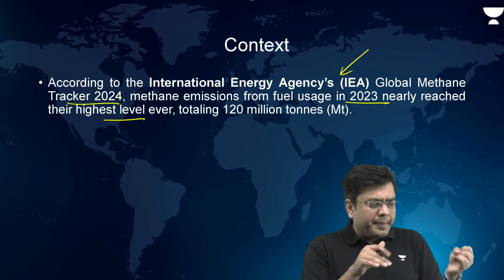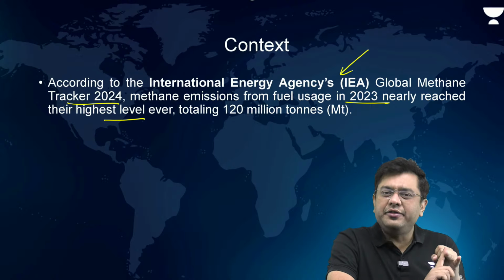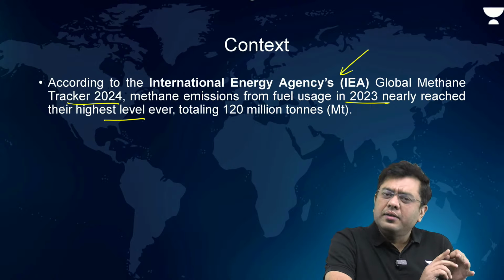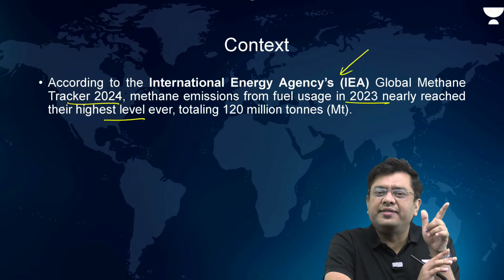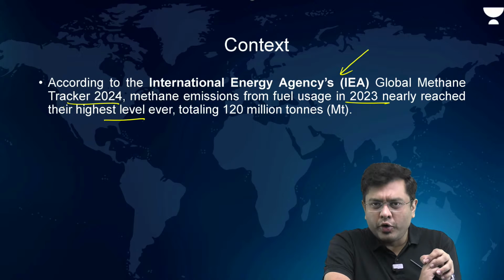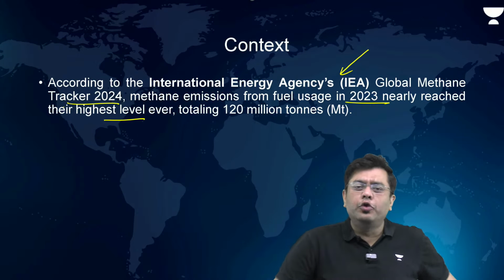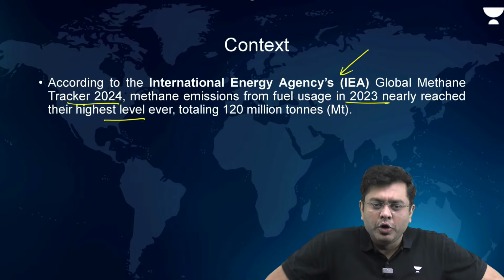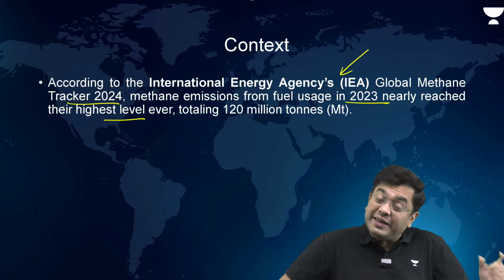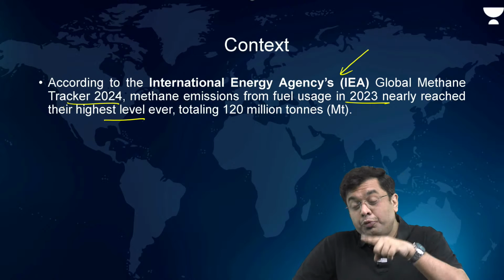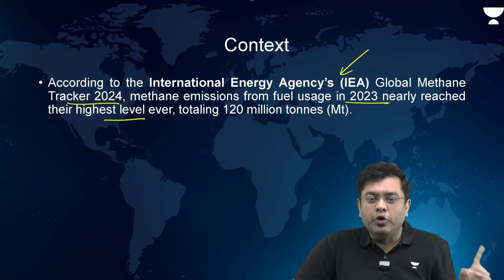This report talks about the sources of emission. It talks about the countries which are emitting and the sub-sources as well, that is, within the energy sector, for example, where there is more emission. What do you think? Which sector is the biggest source of methane emission? That is a question which UPSC has asked previously, but the probability of it being repeated is also very high.